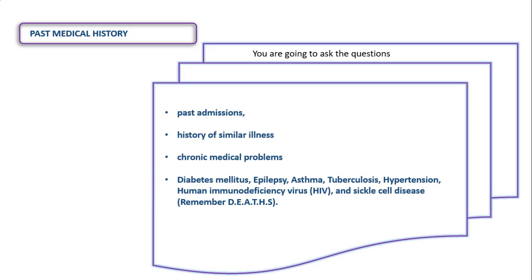Of course, history of similar illness is the same idea. Any chronic conditions that they may have. So sometimes the patient may come with running stomach, but they have other things that they have been having for a long time.